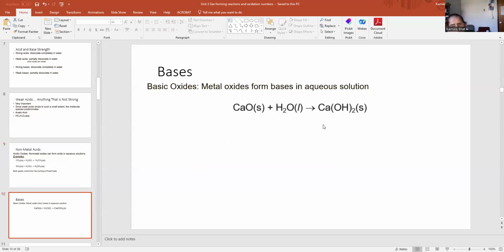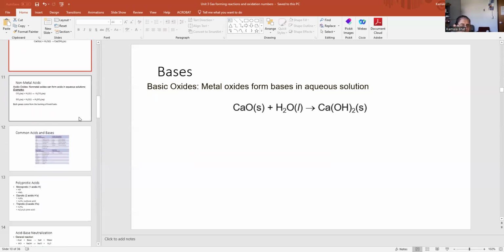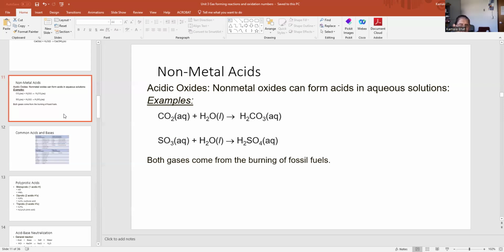Basic metal oxides form bases in aqueous solutions. They react with water to produce the hydroxide OH minus ion. As an example, you can see calcium oxide reacts with water to form calcium hydroxide.